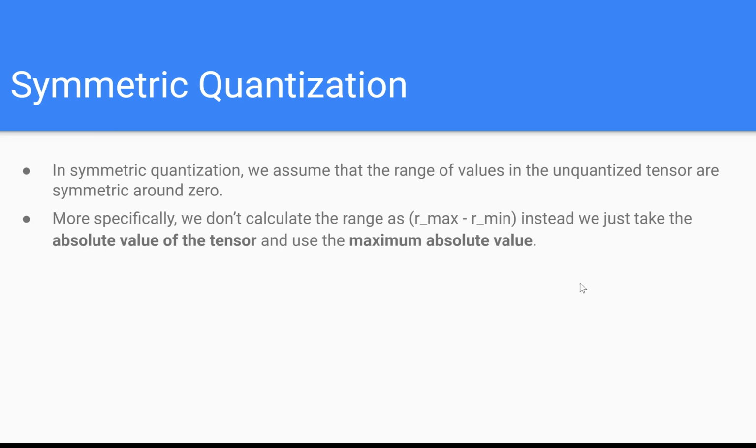So more specifically, we're not calculating the range how we did before. If you remember, we calculated the range as R max minus R min, and then the scale factor was R max minus R min divided by Q max minus Q min. So we're not calculating that anymore. Instead, we're taking the absolute value of the R tensor, or the unquantized tensor, and then we're using the maximum of the absolute values as the R max.